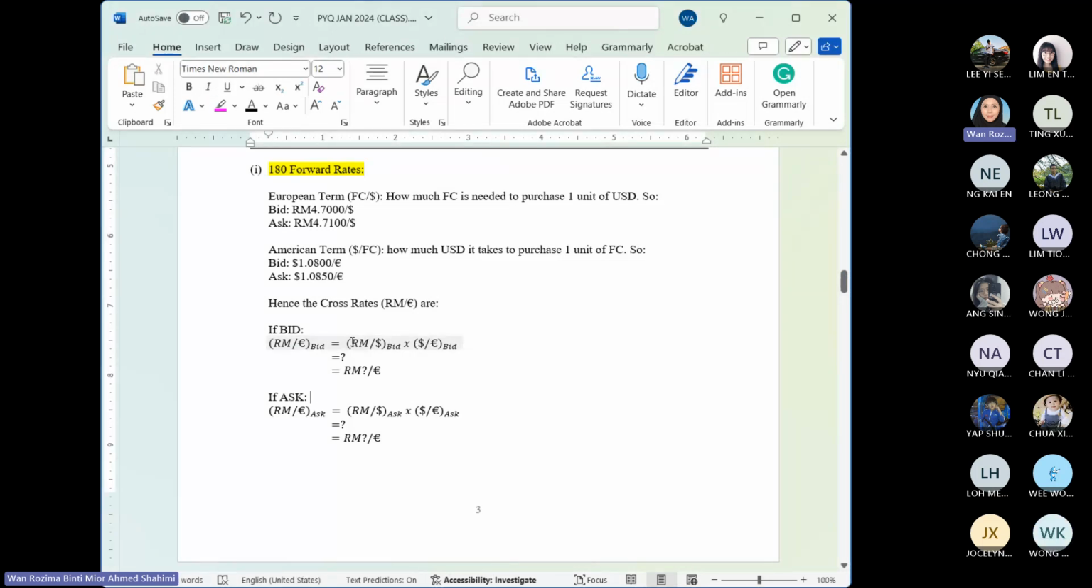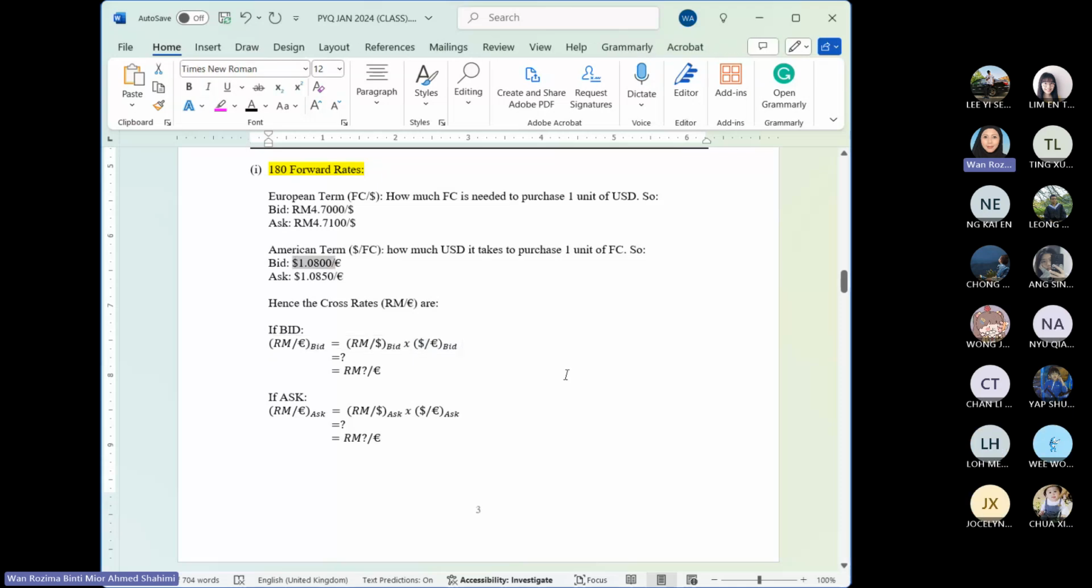So let's check the sequence. Ringgit Malaysia against USD, sequence. And then USD against euro, sequence as well. So in this case, we don't have to take the reciprocal. Since we don't have to take the reciprocal, this one is pretty easy, class. So take the bid for both sides, and then you will get this answer.